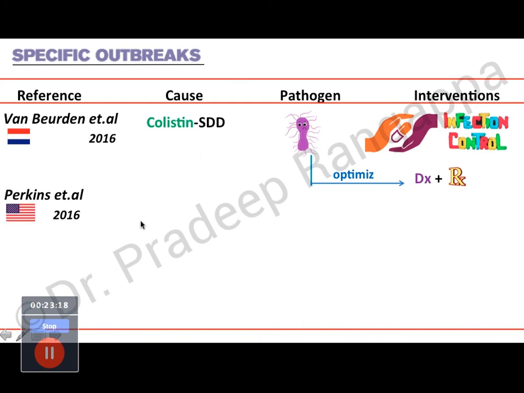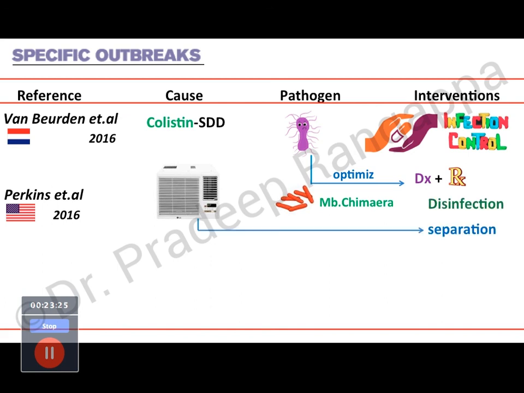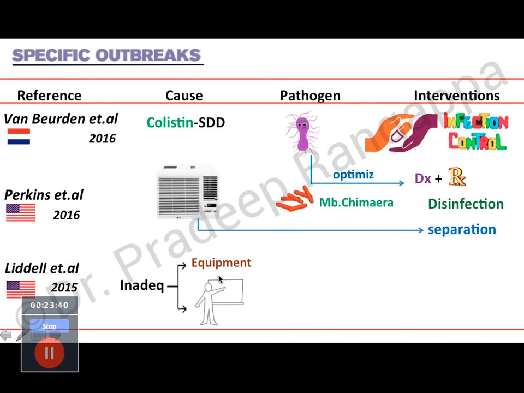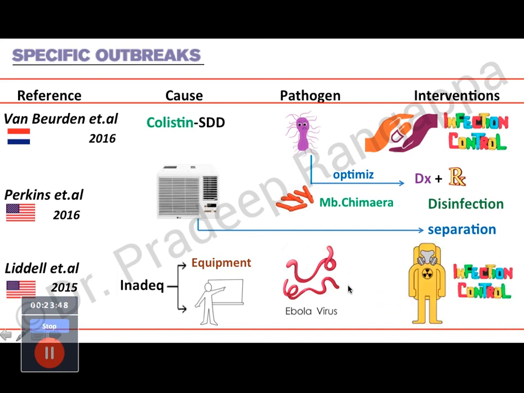Perkins et al., in 2016, like the Swiss study, the cause was a heater-cooler device in the cardiothoracic unit, and the pathogen involved was Mycobacterium chimaera. The intervention was that they removed this and separated it from direct contact with the areas which would be exposed to this bacteria. Little et al., in 2015, the cause was inadequate equipment and education or sensitization about the disease. The pathogen involved was Ebola virus. The interventions they adopted were whole body suits to prevent the spread and reinforcing infection control strategies.